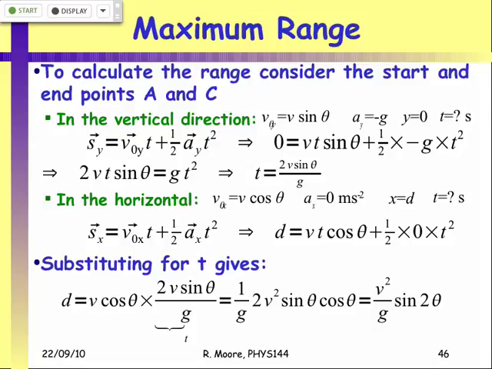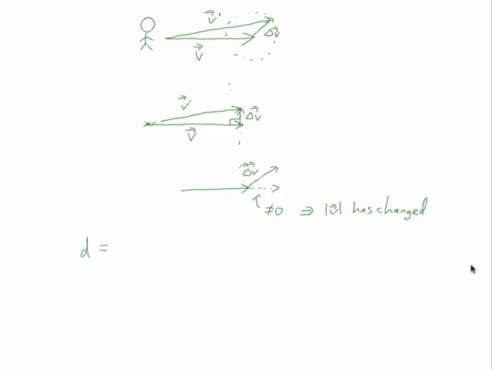Then we can use this expression for time that we got from this equation here and put it in here. If we work through the algebra, we end up with v squared over g times 2 sine theta cosine theta. At this point, we have to remember our trig relationships, which I'm sure you remember from school: 2 sine theta cos theta is just the sine of 2 theta. So we can replace this expression with sine of 2 theta. So now we've reduced our range to an expression of v squared over g times sine of 2 theta.